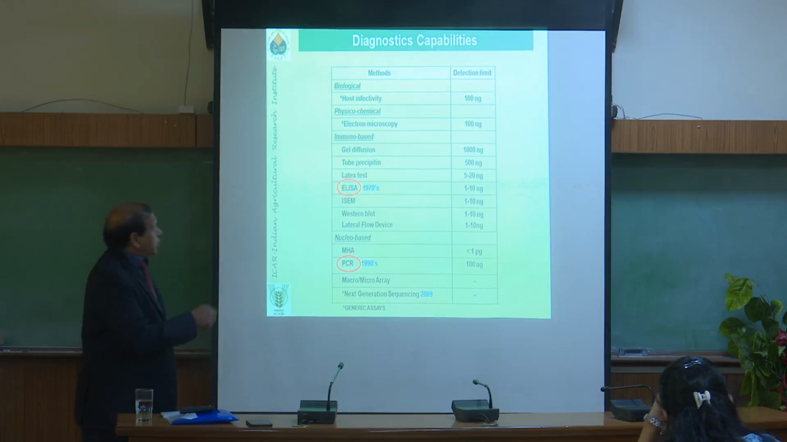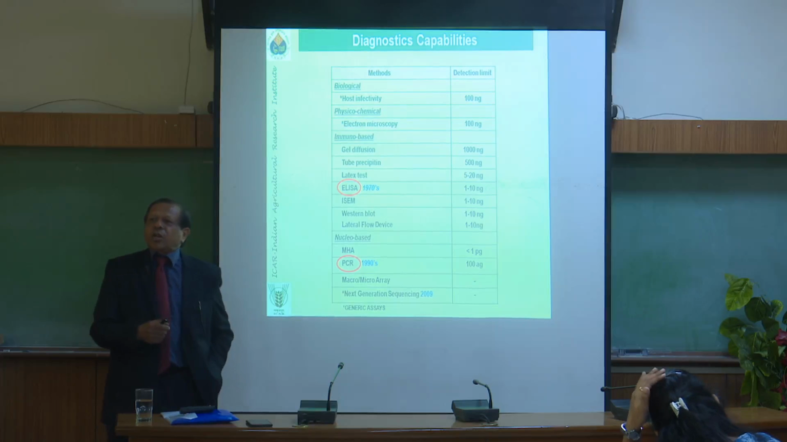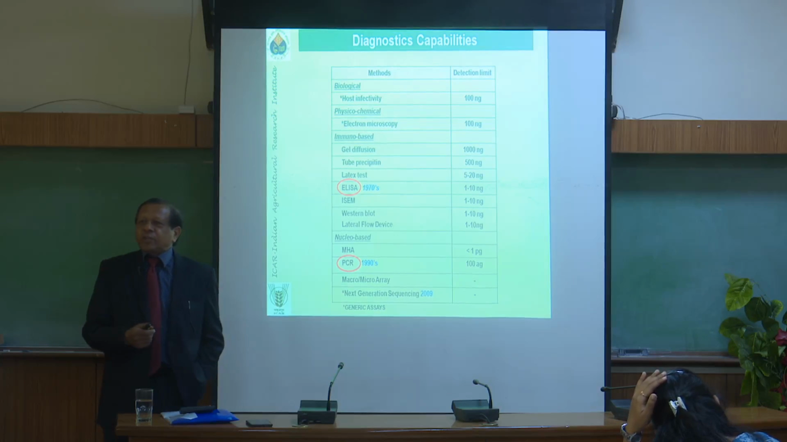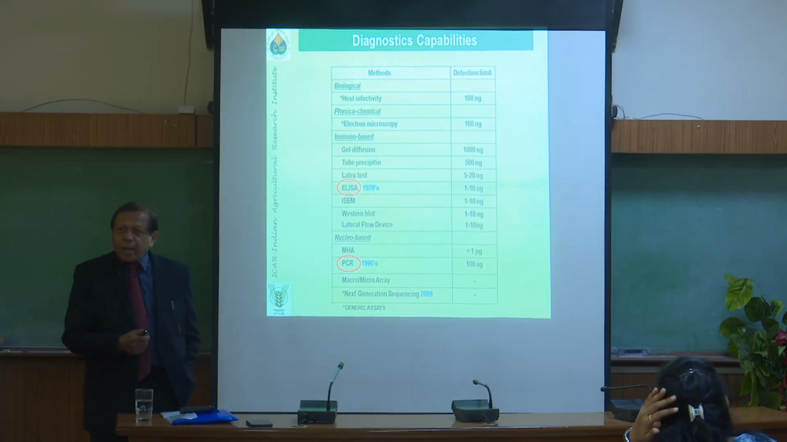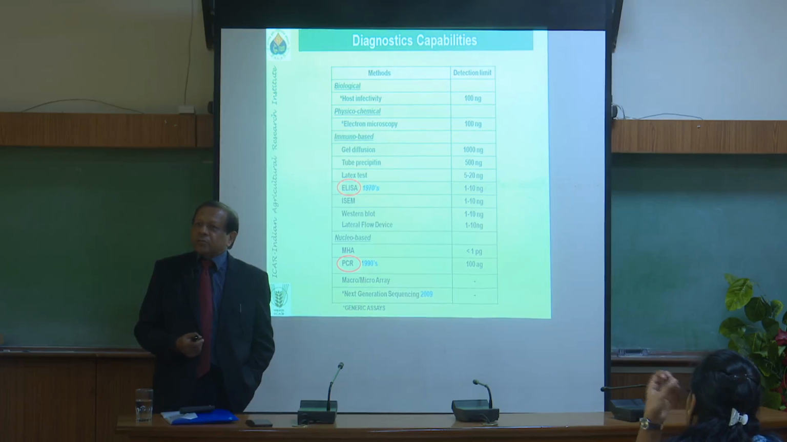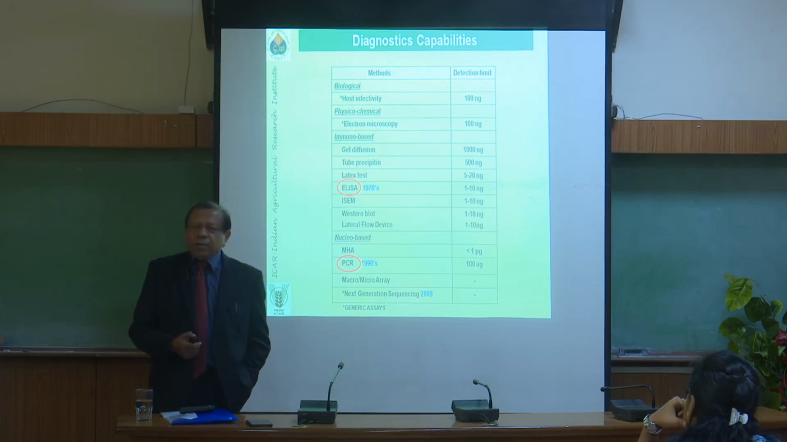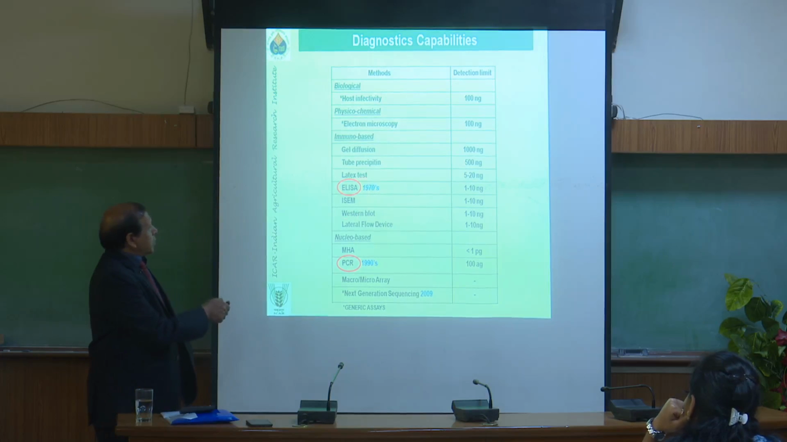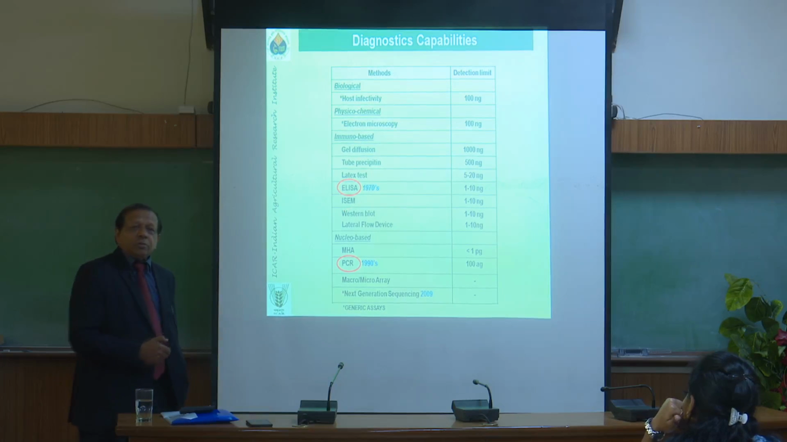And again, among the two, ELISA and PCR, it is ELISA which can be routinely used. It does not require very sophisticated facilities. A lab with very rudimentary facilities can make use of ELISA. Okay? So among these two, ELISA can be routinely used in any diagnostic laboratory.